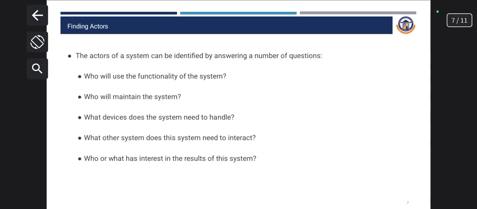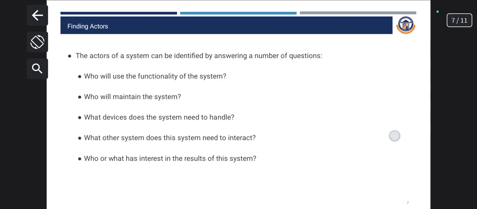The next one is finding an actor. To find actors, we ask some basic questions: who will use the system, who will maintain the system, what devices interact with the system, what other systems communicate with the system, who benefits from the system. So these questions help us list all possible users and external systems. So correct identification of actors ensures complete requirement coverage and system security. So this is finding actors.